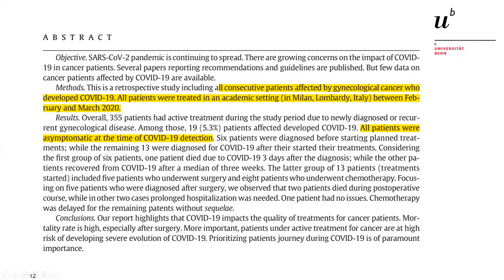And here we have some information about asymptomatic patients. Here they said all patients were asymptomatic at the time of COVID-19 detection. However, with this information, we don't know if they had enough follow-up to be included in our study. So let's go to the method section.